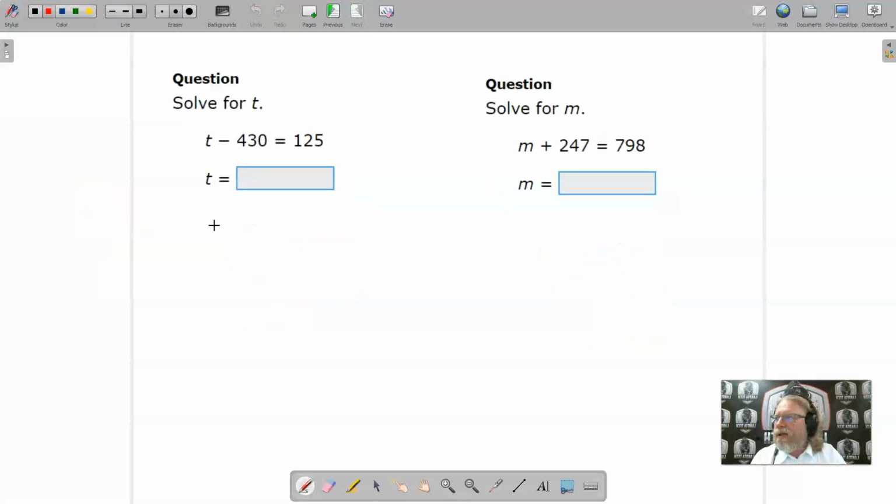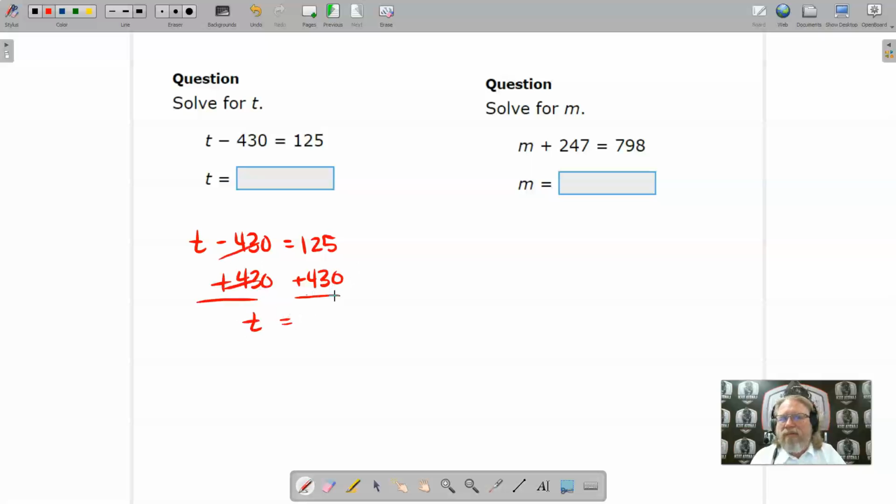My last two examples here: t minus 430 equals 125. And the 430 is tied to the t through subtraction. The opposite operation is addition. We're going to add the very number we wish to get rid of, which is 430. And what we do to one side, you've guessed it, we're going to do to the other, 430. So go ahead and work that out. The 430s will cancel each other, leaving me with just t.